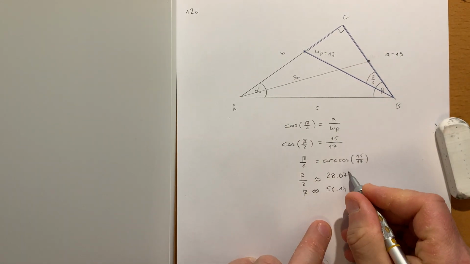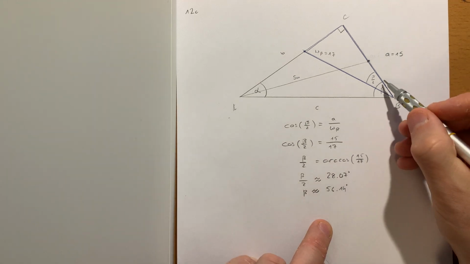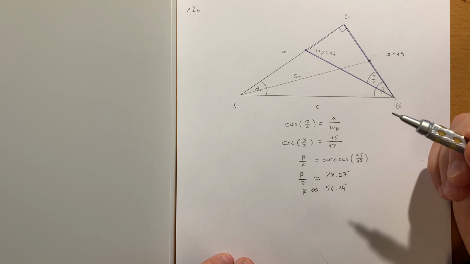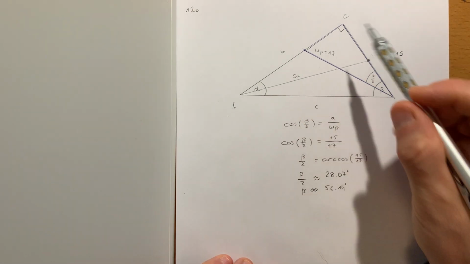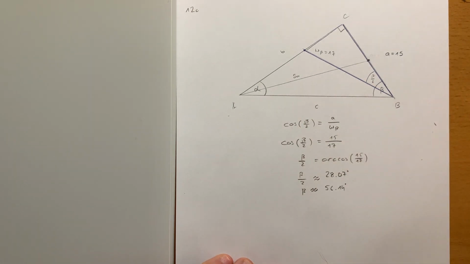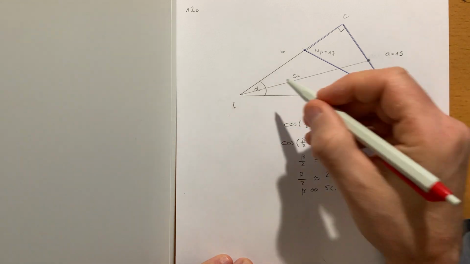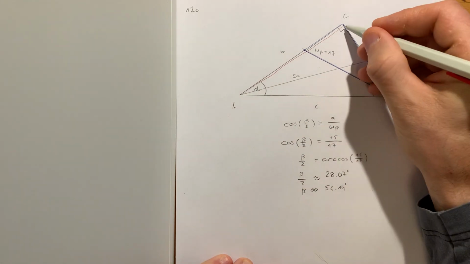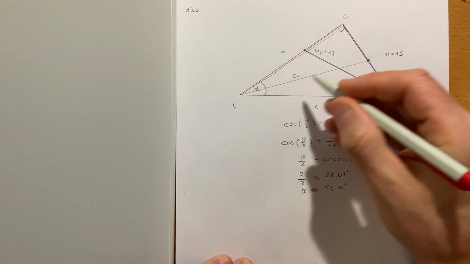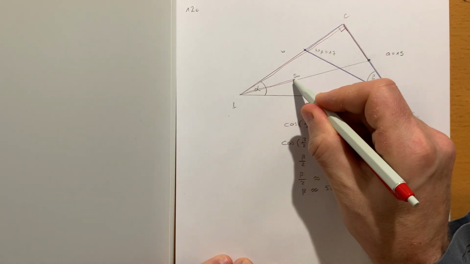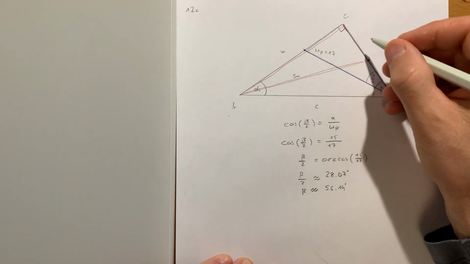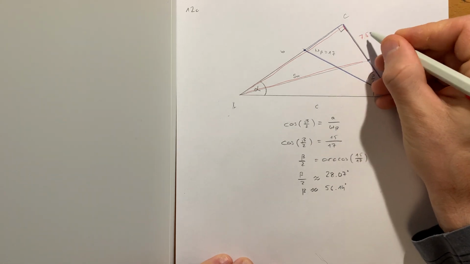So now we know beta. Well, look, if we knew b, then that would mean we can work out SA, because we have another right-angled triangle here. And we know the length of this part, because this is just 7.5.